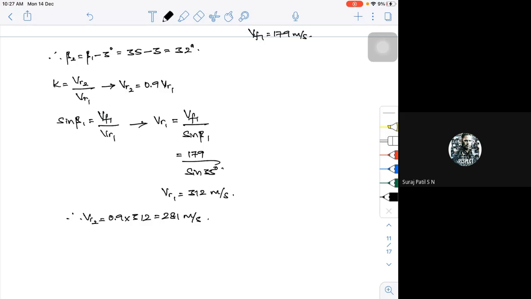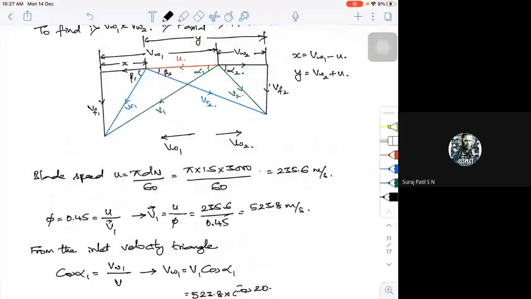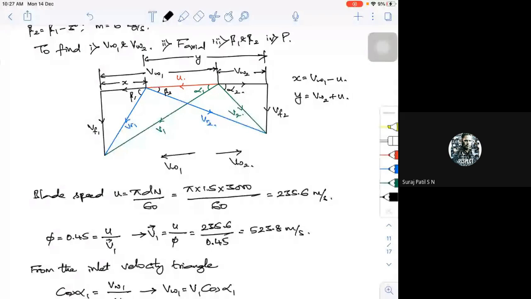So this is about your VR2 value. Now go back to this exit velocity triangle, because I need to find that particular VW2. If I want to find VW2, I will take this velocity triangle. What is cos beta 2? Cos beta 2 is equal to y divided by VR2. So what is y? Y is equal to VW2 plus U2. So first I will find y. Then because I know the value of U, I can easily find VW2.